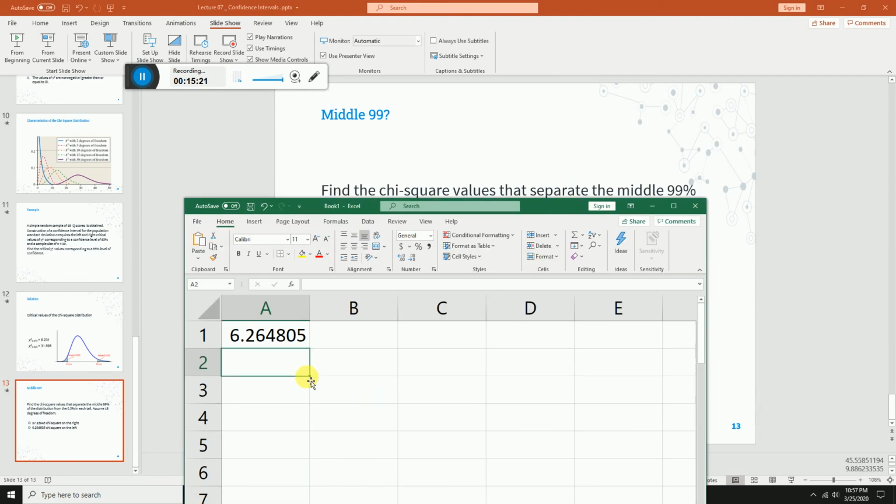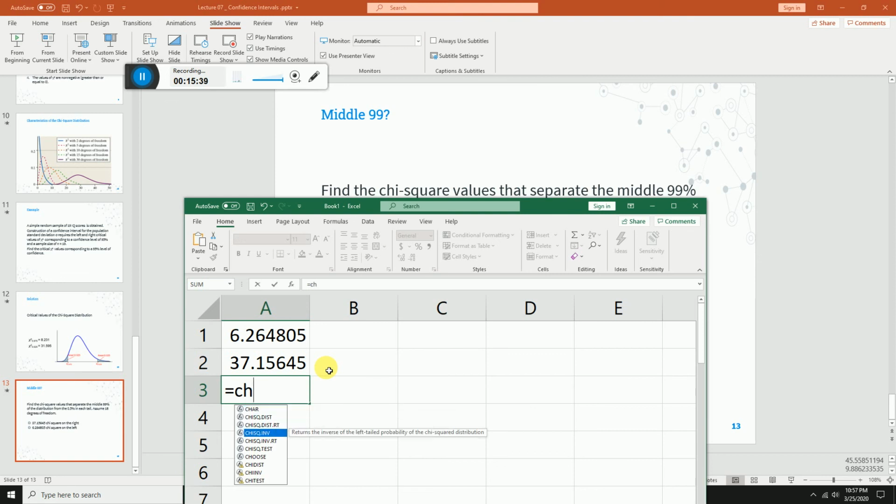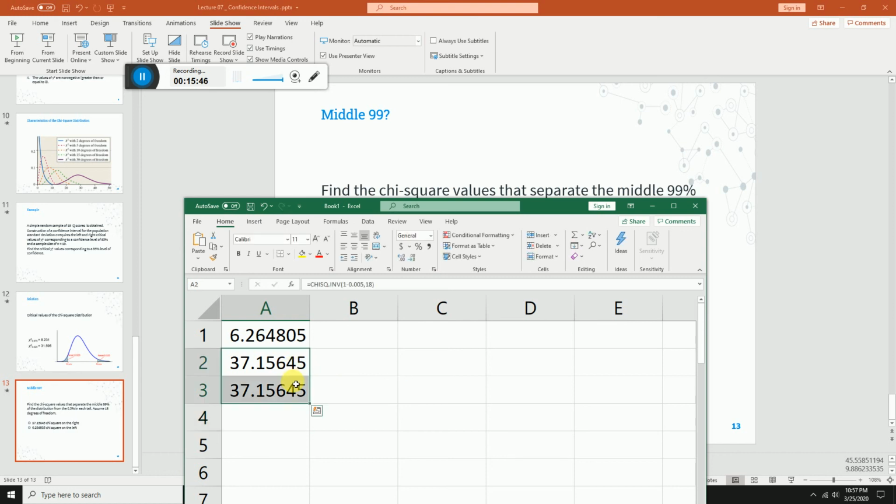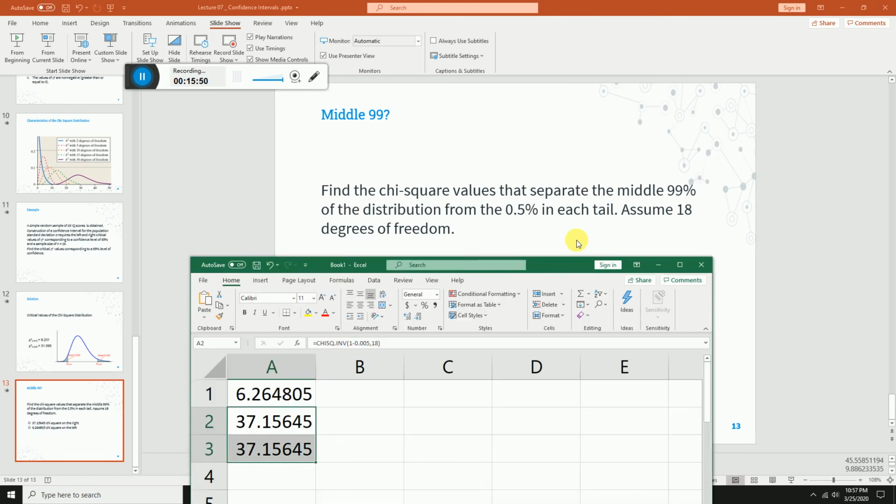And then again, I have two ways of finding the value on the right. I can either copy paste this and add my 1 minus, or I can use that built-in on the right function and put in the exact same value and the degrees of freedom. Either way, I'll get the same value. And they match the value from the slides.